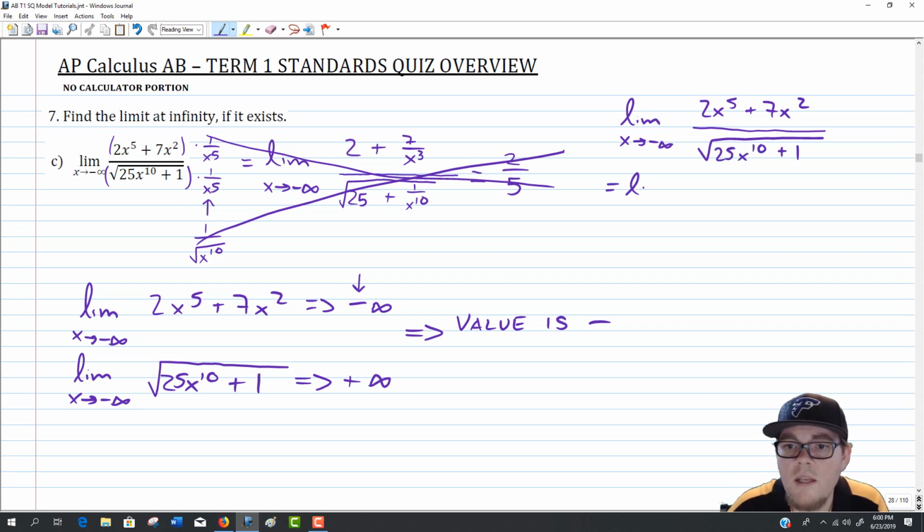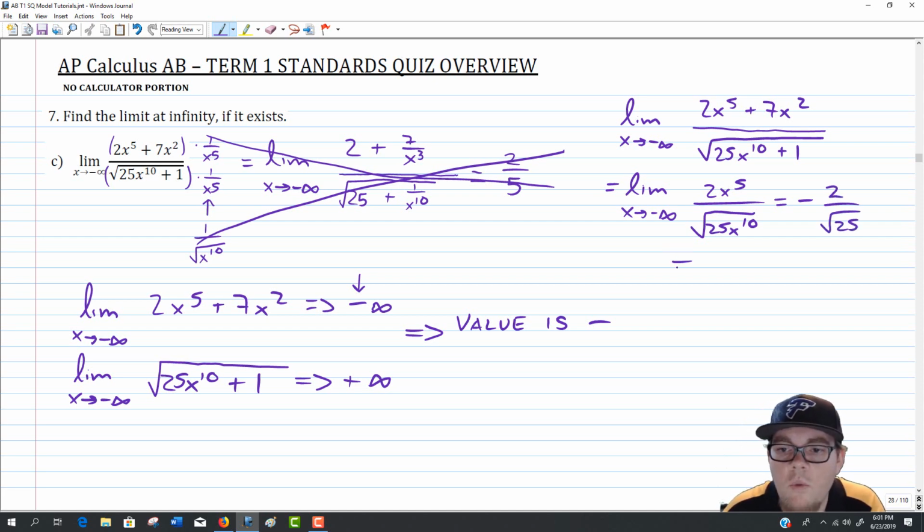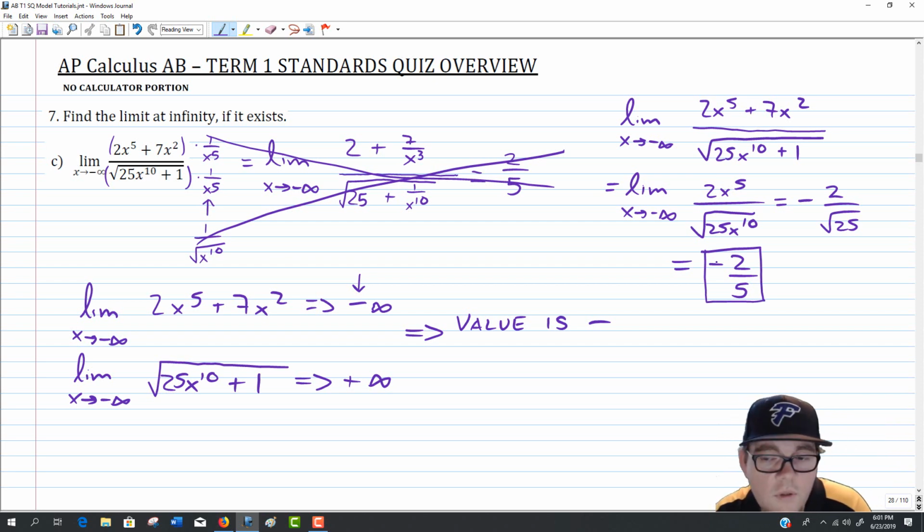In other words, this limit is completely equivalent to the limit as x goes to negative infinity of 2x to the 5th over the square root of 25x to the 10th. Given this, we already know that the answer is going to be negative. So we're going to get a negative 2 on top, over the square root of 25 on the bottom, which gives us our correct answer of negative 2/5. So there is our correct value, negative 2/5.